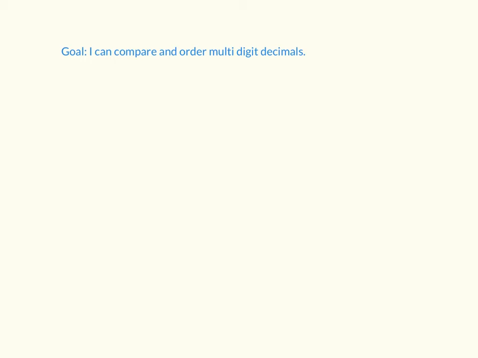Hi everyone, today our goal is I can compare and order multi-digit decimals. Today we're going to be comparing these multi-digit decimals by placing them on a number line and looking at them place value by place value to understand the value of each number. For this first problem, just watch and listen as I solve the problem and share my thinking.